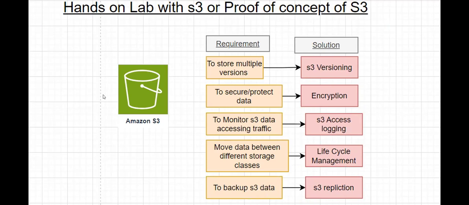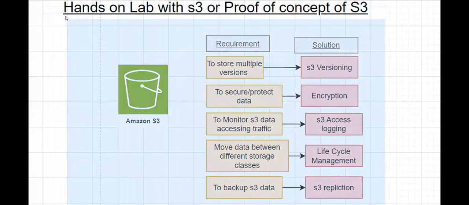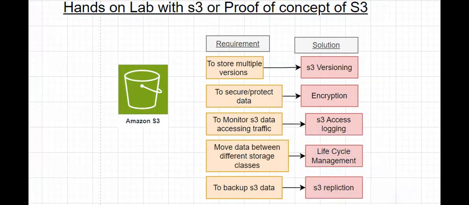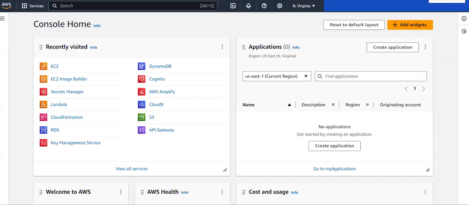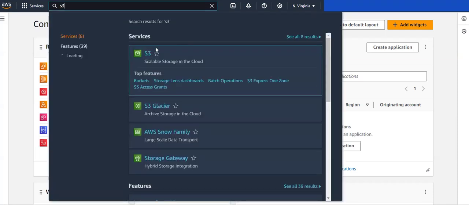Now, in this lab, we're going to implement all these tasks to see S3 in depth. For this lab, in order to store multiple versions of data in encrypted format, I want to create an S3 bucket first. So for that, let's open the S3 option, or you can search for S3 and open it right now.